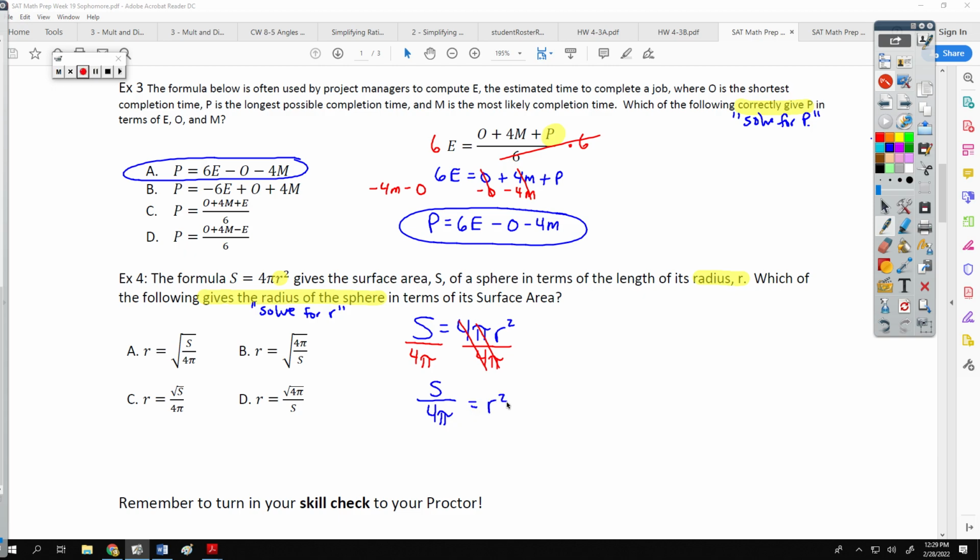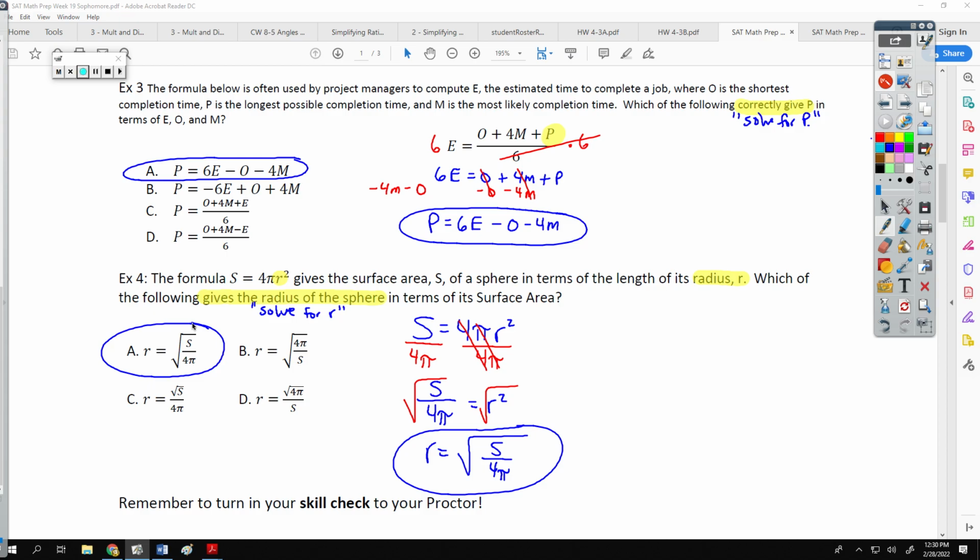Then we have to ask ourselves, if I want to undo squared, what operation do I need to carry out? Well, to undo squared, we take a square root, because roots and exponents are opposites. And in this case, the opposite of squared is square root. So when we do that, we get r equals the square root of S divided by 4 pi. R is the square root of the surface area divided by 4 pi.